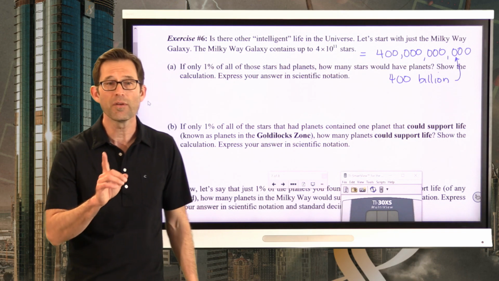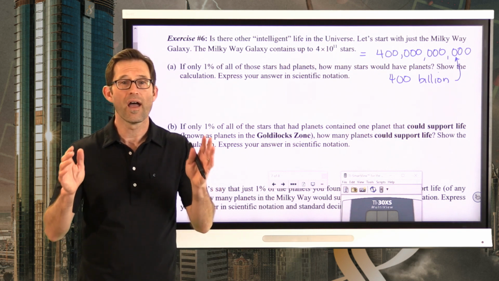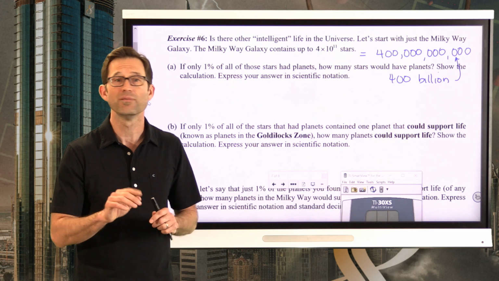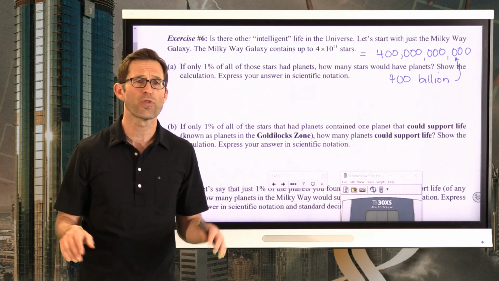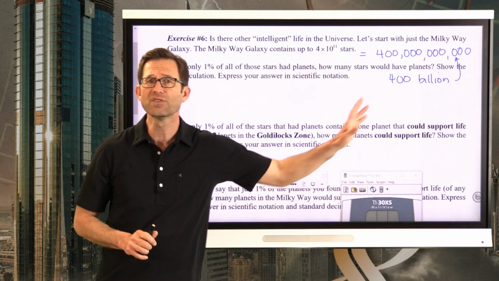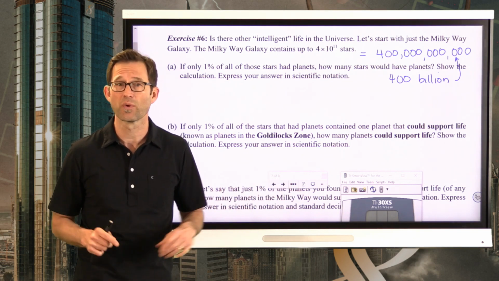So again, I just want to be very clear, right? I'm saying if you took every 100 stars, only one of them would have any planets at all. You know, any Jupiter, Mercury, Earth, Mars, whatever. Only 1 in every 100 of these stars would have a planet. How many stars would have planets?